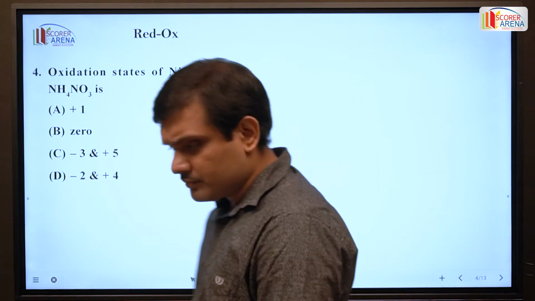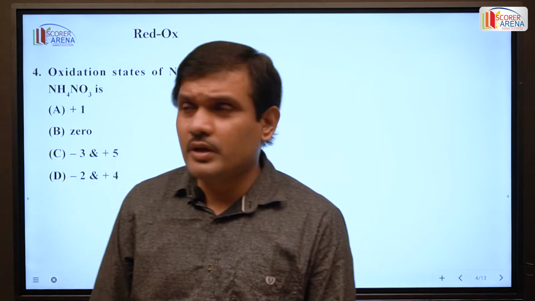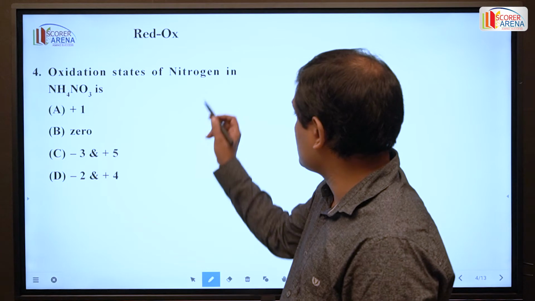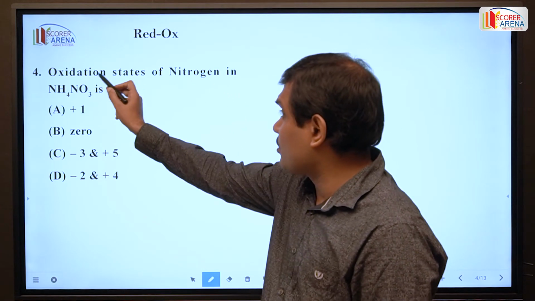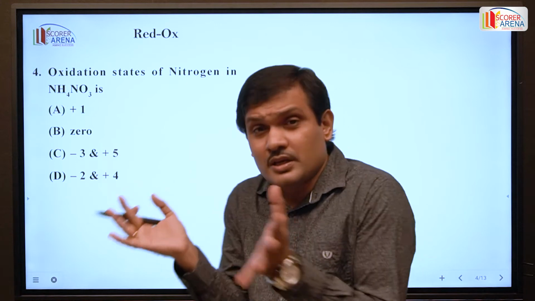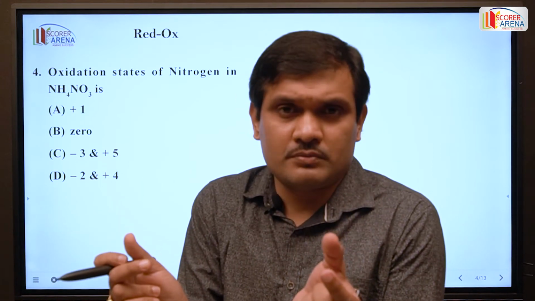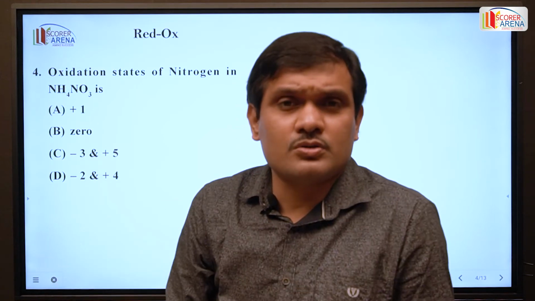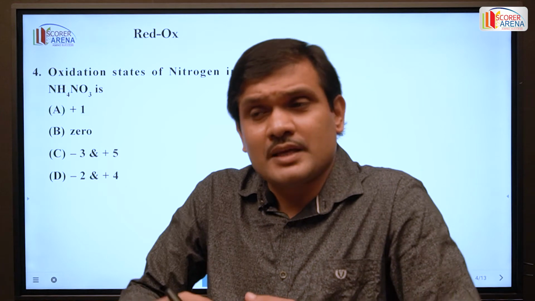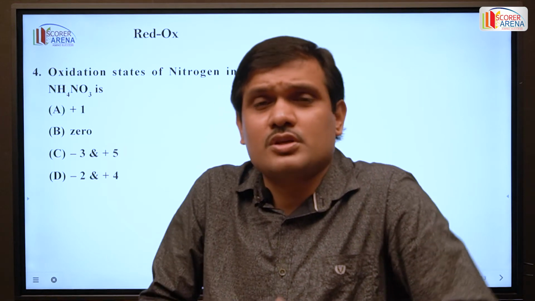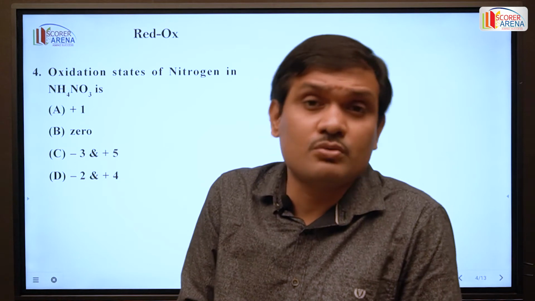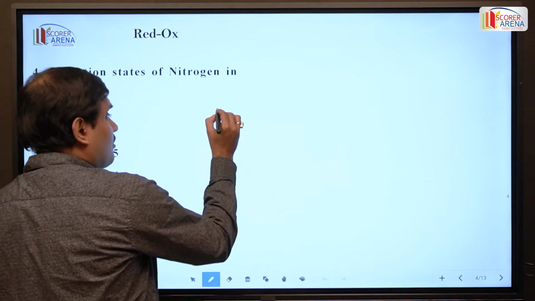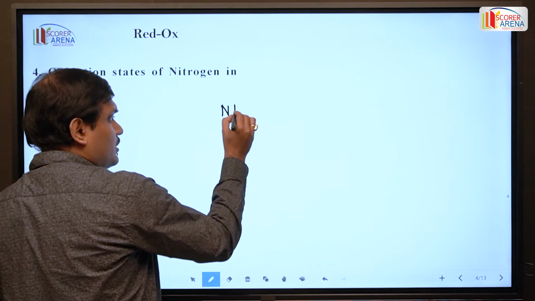Here also a question related to NH4NO3, and we have to find out the oxidation states of nitrogen. Since this NH4NO3 has 2 nitrogen atoms, it is not necessary that both the nitrogen atoms will remain in the same oxidation state. If they have the same oxidation state, then their oxidation state and oxidation number will remain the same. But it may not be true in all the cases. So we have to find out the oxidation number of nitrogen in NH4NO3.